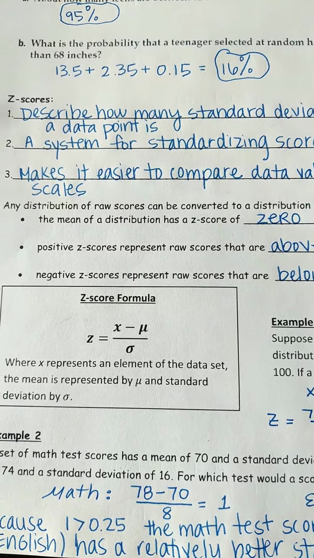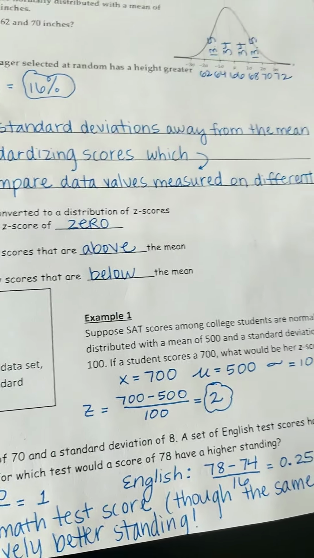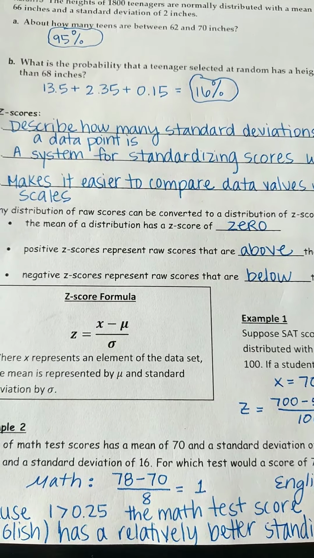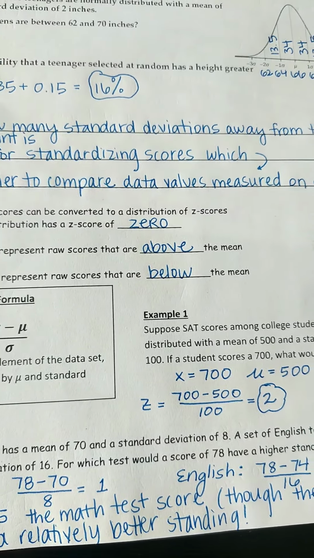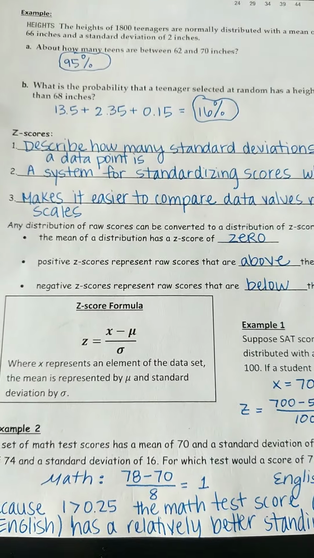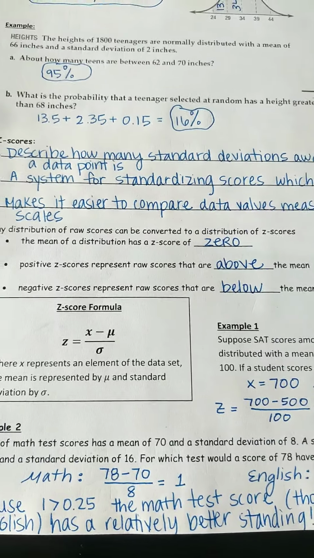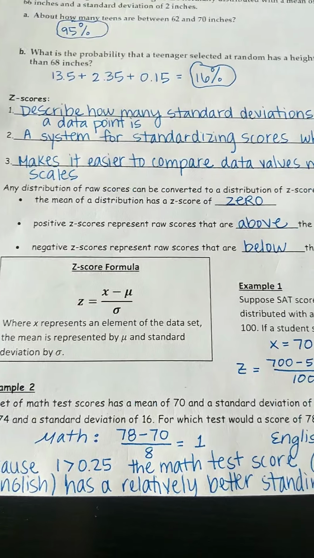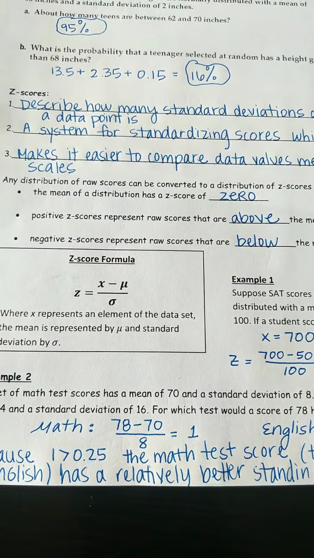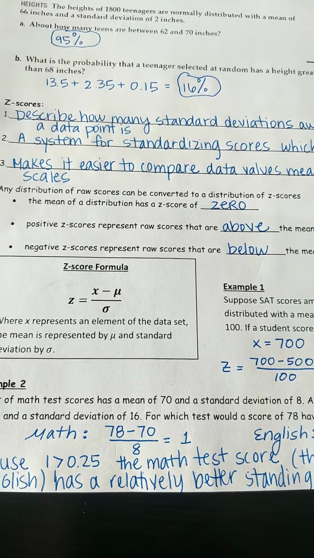First of all, let's talk about what they are. They describe how many standard deviations away from the mean a data point is. They're a system for standardizing scores, which makes it easier to compare data values measured on different scales. So any distribution of raw scores can be converted to a distribution of z-scores. We can change anything to a z-score, okay?